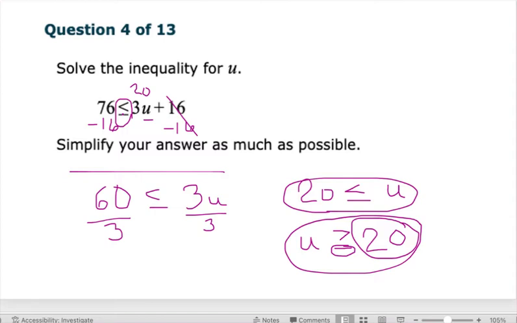Now, let's put in something that is greater than 20. It should still make this true. Okay, so let's put in 30. Just to check it, let's put in a 30. 3 times 30 is 90. And 90 plus 16 is 106. Remember, the sign is facing this way. Is 76 less than 106? It is. Therefore, you know that the greater than is correct.